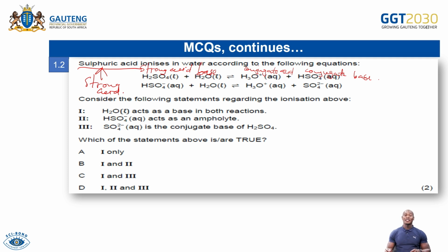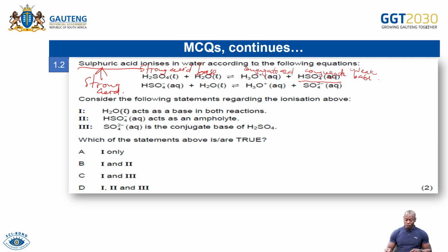Another thing that is very important here, learners: you have a strong acid, right? A strong acid produces a weak conjugate base. So this HSO4 minus is a weak conjugate base. A strong base produces a weak conjugate acid. If we have a weak acid, it will produce a strong conjugate base, and a weak base will produce a strong conjugate acid. So those are some of the things you need to know under conjugate acid-base pairs.